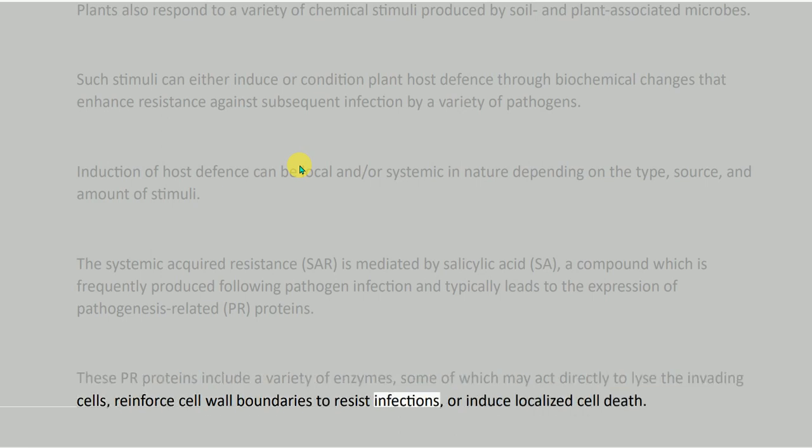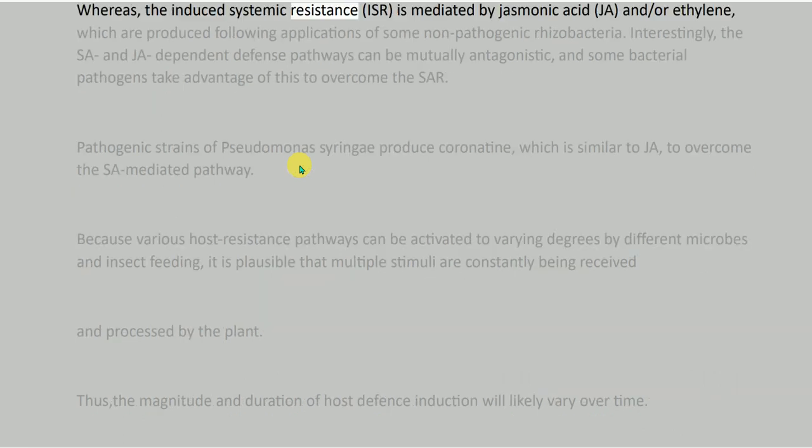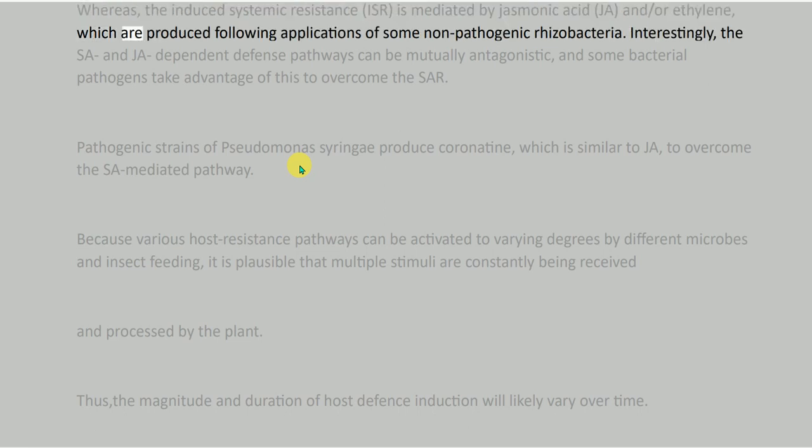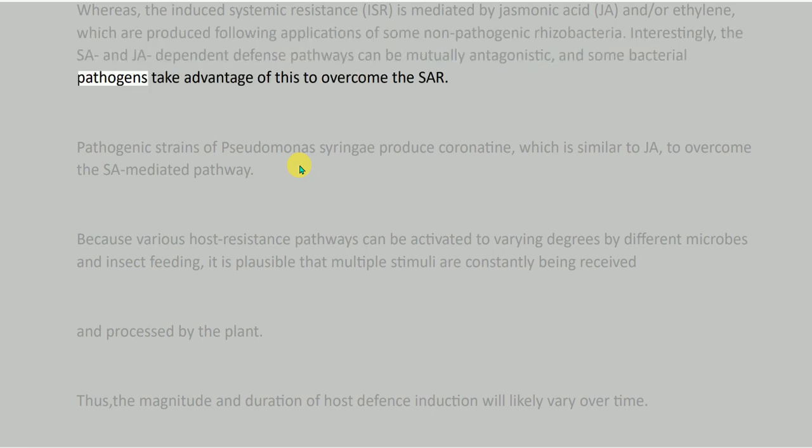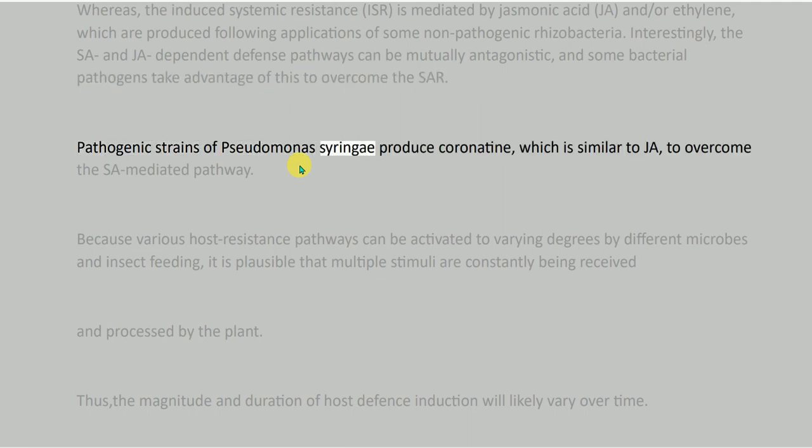Whereas, the induced systemic resistance, ISR, is mediated by jasmonic acid, JA, and/or ethylene, which are produced following applications of some non-pathogenic rhizobacteria. Interestingly, the SA and JA-dependent defense pathways can be mutually antagonistic, and some bacterial pathogens take advantage of this to overcome the SAR. Pathogenic strains of Pseudomonas syringae produce coronatine, which is similar to JA, to overcome the SA-mediated pathway.